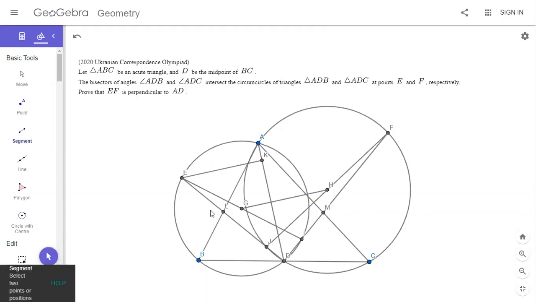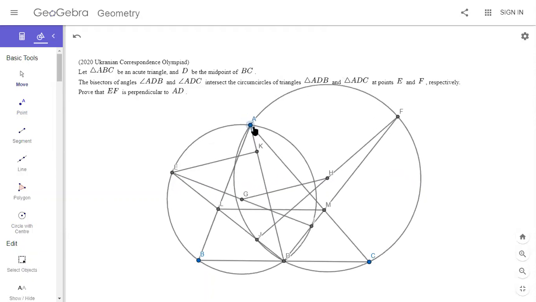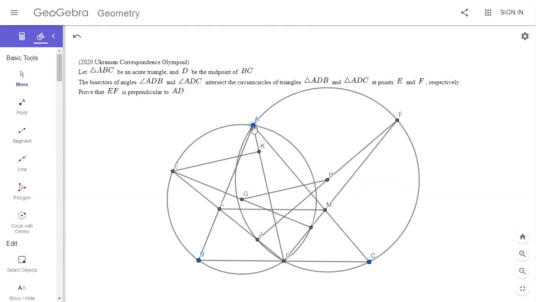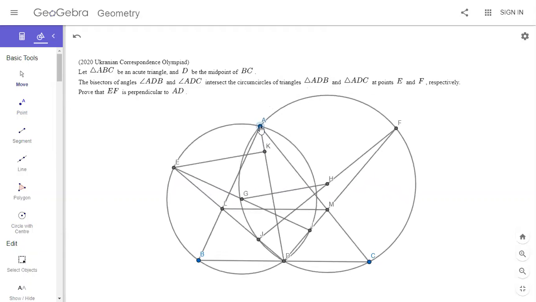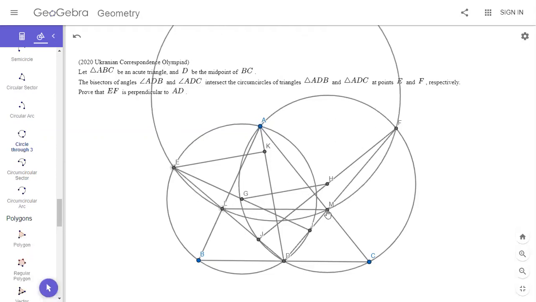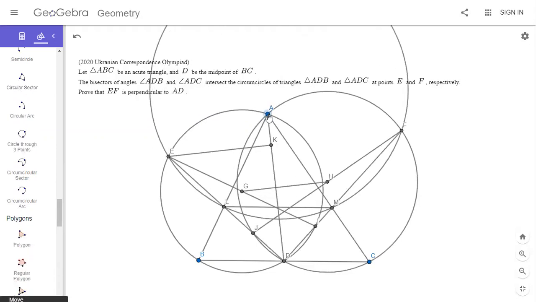Is ML parallel to BC? Yeah, I think ML is parallel to BC. I think that might help us here. By the angle bisector theorem, ML is parallel to BC. Is ELMF cyclic? Yeah, okay. I think it might be those two things.